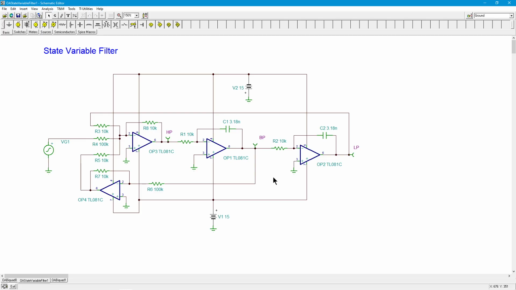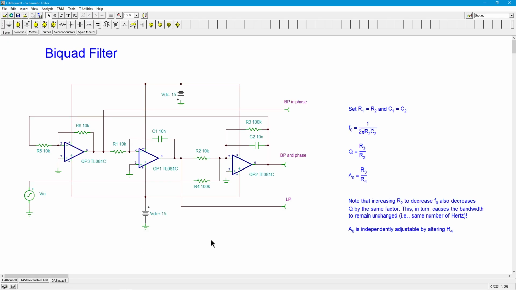And I would say before we continue that as a general filter, the state variable is probably a little bit more useful than the biquad. The biquad has kind of a unique characteristic about it, which we'll get to in just a sec. So again, this could be a 3 op amp version. Now let's move over to the biquad. So I do have the 3 op amp version here.